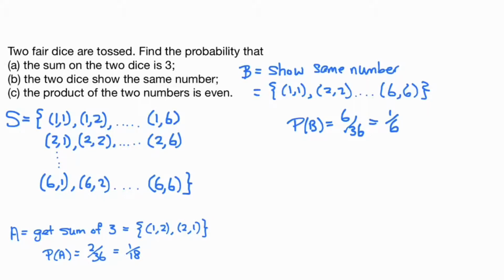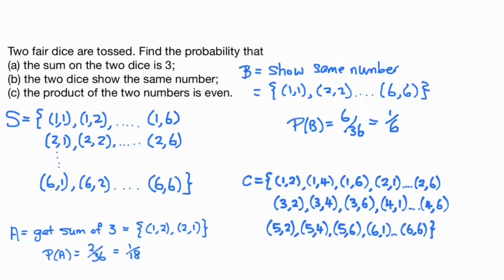To find part C, we want to find the probability that the product of the two numbers is even. We then have to figure out what elements give this event. If you think about it a little bit, we find that C consists of these elements: 1,2; 1,4; 1,6; because if any of the two numbers is even, the product will be even. So as long as one of the two numbers is even, it falls under C.